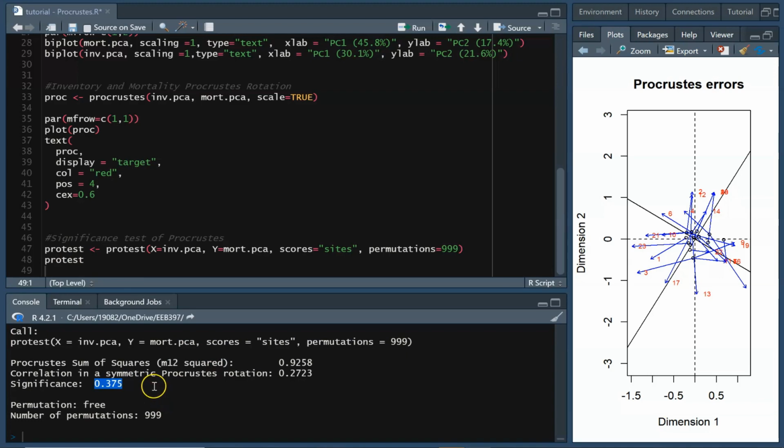To summarize, today we discussed what a Procrustes rotation is, went through an example using 2 PCAs in R, and assessed the significance of our Procrustes analysis.